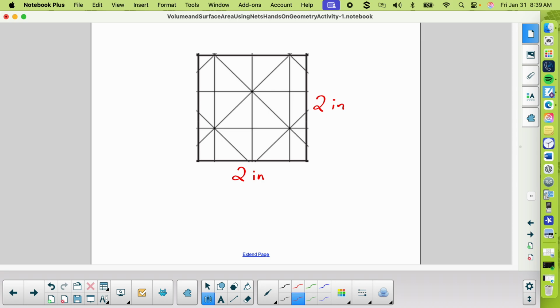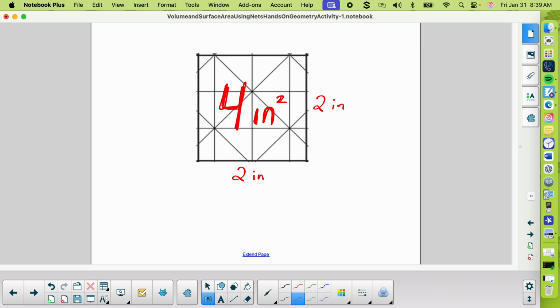Nyla, what would be the area of this square, ignoring all the shapes on the inside? 4. Perfect. The area would be 4 square inches. And the way they usually write that, it's not inches anymore. When you multiply inches times inches, it's inches squared, which makes sense since we just went over that stuff. So they would call that 4 square inches. That's area.